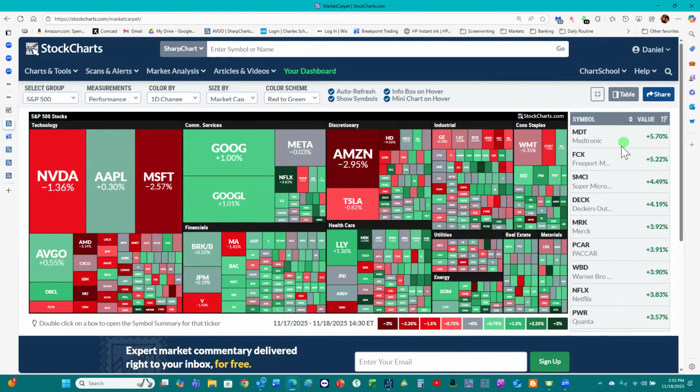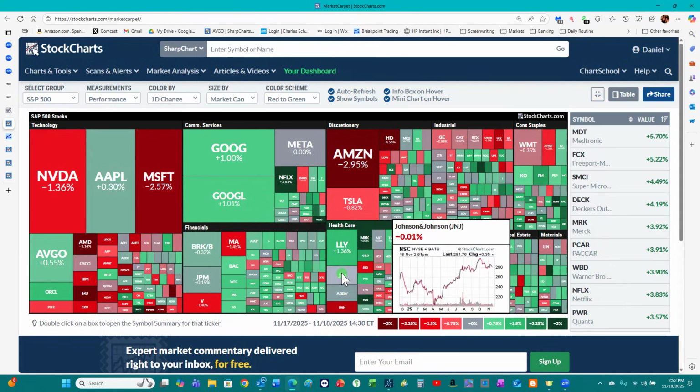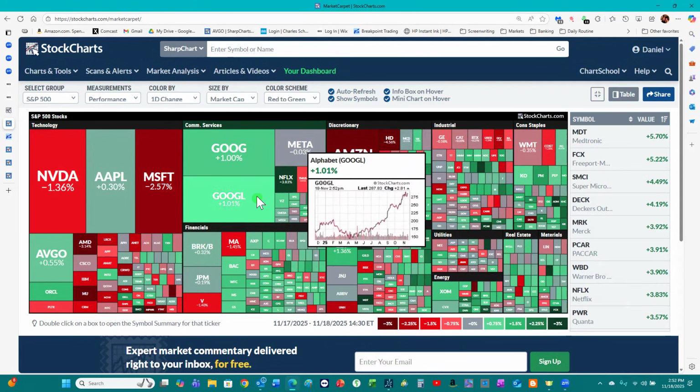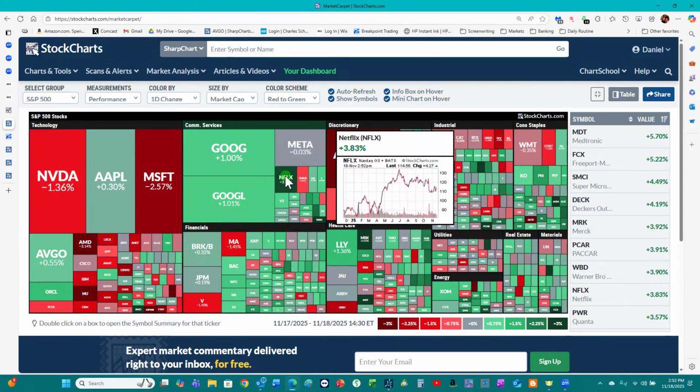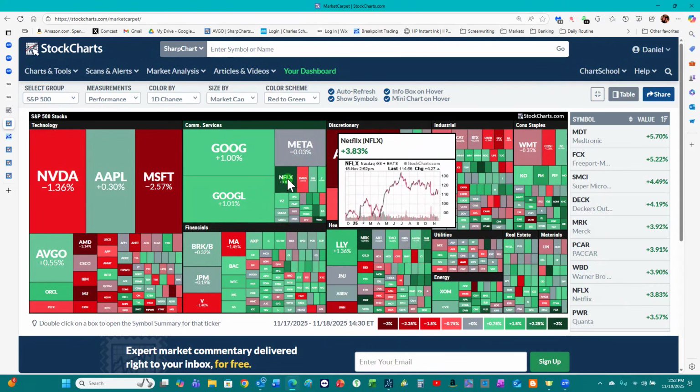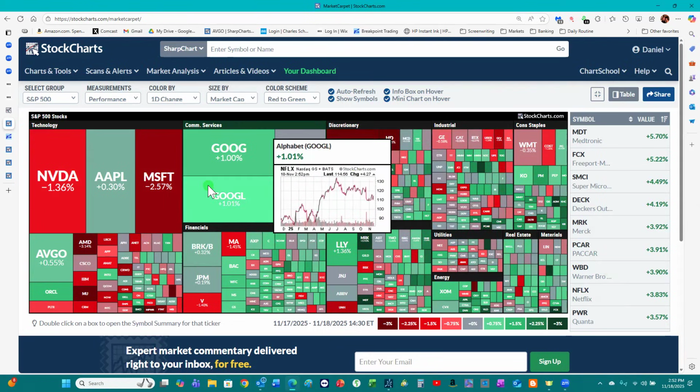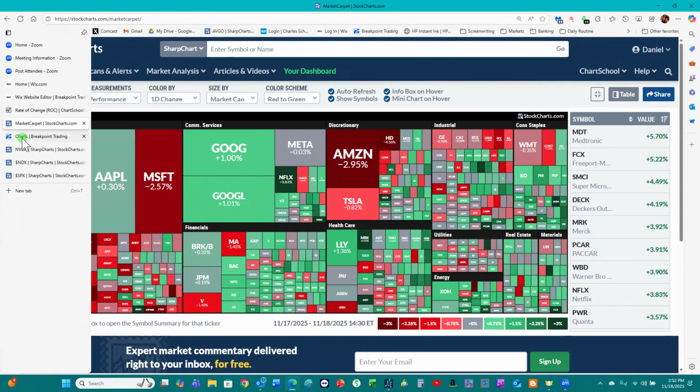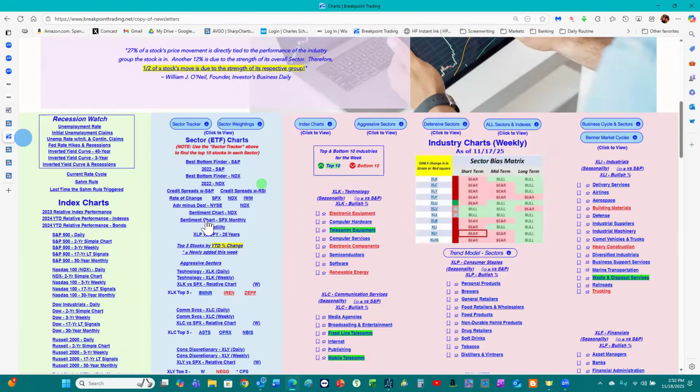The big performers right now are SMCI, up there, Medtronic, Warner Brothers, Netflix making a comeback. Where is Netflix? Right here, communication services. It's the darkest green of all of them. So Netflix is actually looking pretty good, up 3.8%. So it looks like the market might be recovering from the initial sell-off.